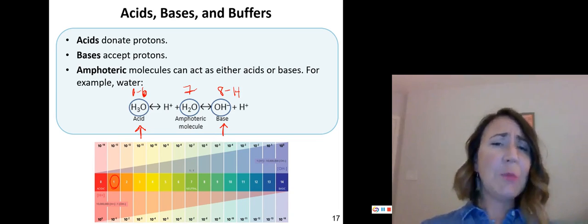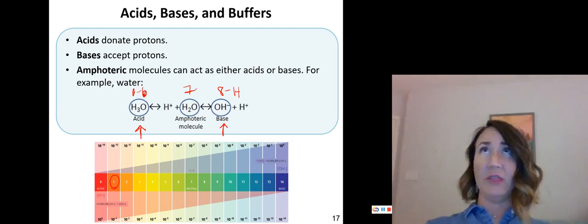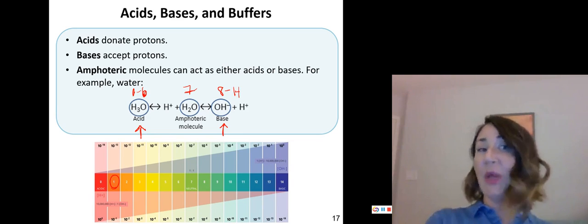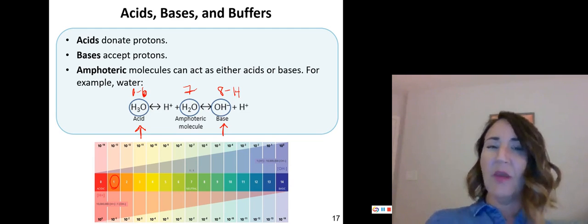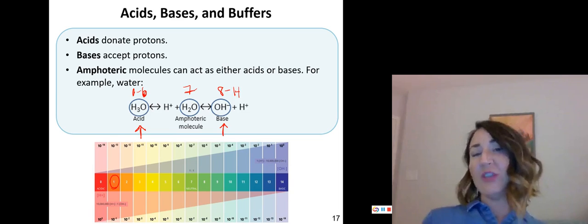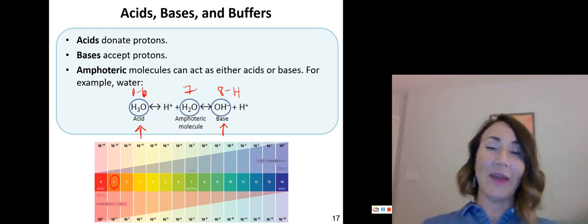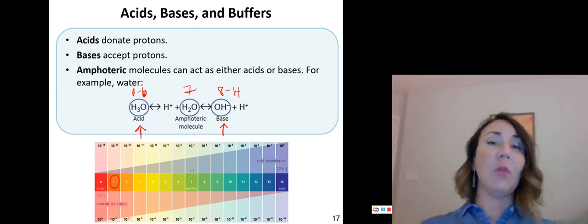And so keep in mind, if something is acidic, we often think of it as having more free hydrogens. So hydronium can donate a hydrogen and become water, versus OH, which is negatively charged. And so OH, to be able to become neutral, needs to accept a hydrogen ion to become water.